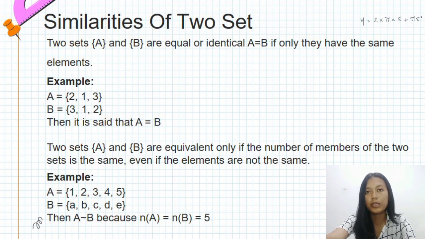For example, A equals {1, 2, 3, 4, 5} and B equals {a, b, c, d, e}. Then A is equivalent to B because n(A) equals 5 and n(B) equals 5.